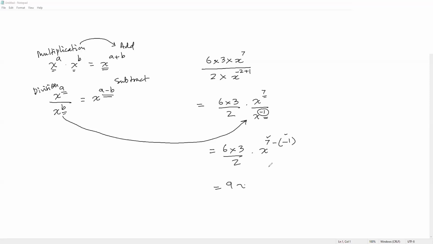So this is going to be 9 times x to the power of 7 minus negative 1, which turns the 1 into a positive 1. A negative of a negative makes it a positive. So it's going to be 7 plus 1, which means 9x to the power of 8. Right.